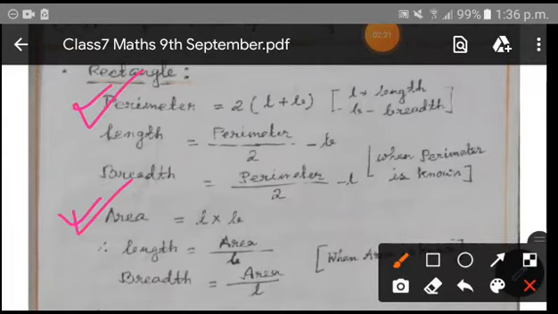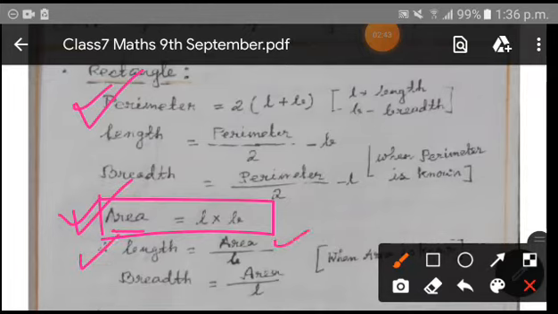Next we are going to study about the area of a rectangle. Area equals length into breadth. Whenever the length and the breadth of the rectangle are given, you can take out the area by simply multiplying the length and the breadth. So length will be equal to area by breadth, and breadth will be equal to area by length. Okay.